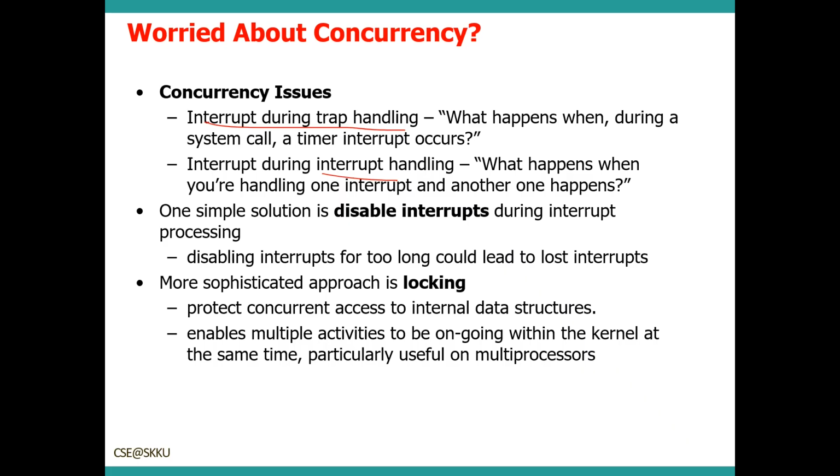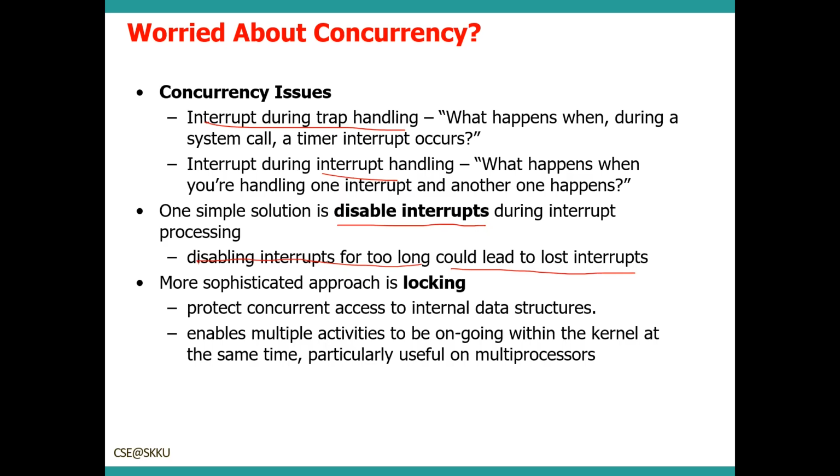One simple solution is to disable interrupts during interrupt processing. Doing so, we can ensure that when one interrupt is being handled, no other one will be delivered to the CPU. Of course, the OS has to be careful in doing so. Disabling interrupts for too long could lead to lost interrupts.